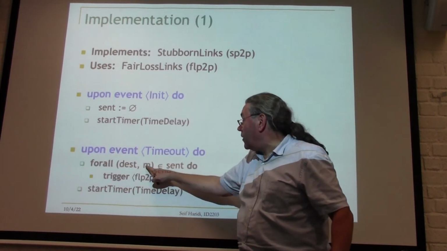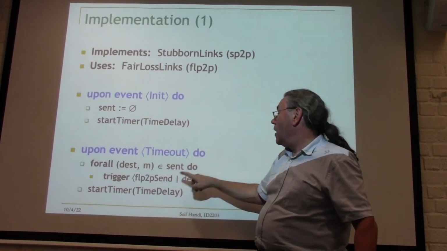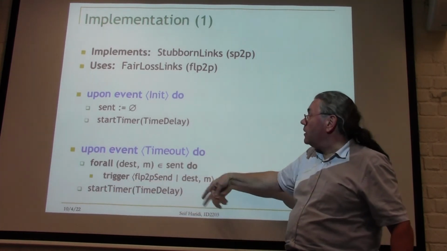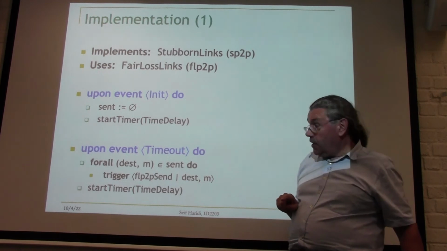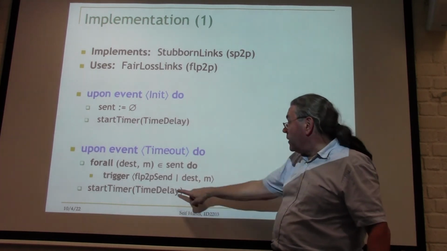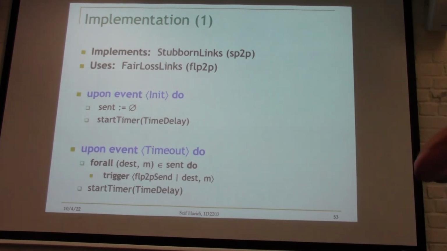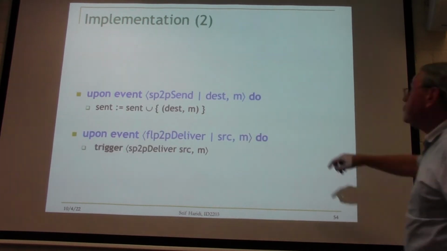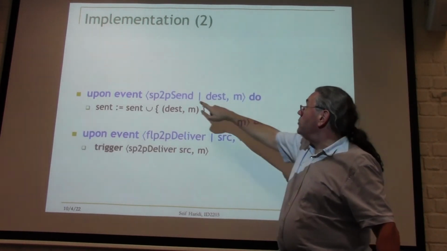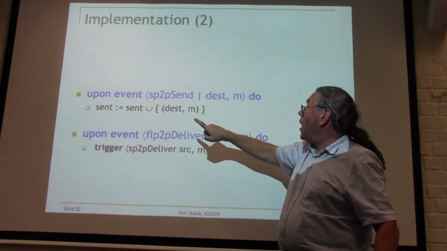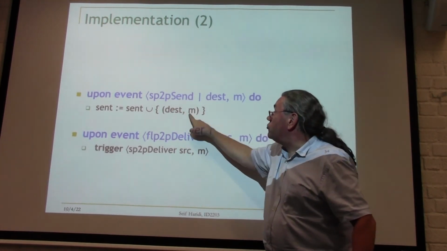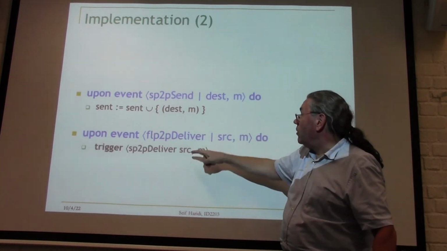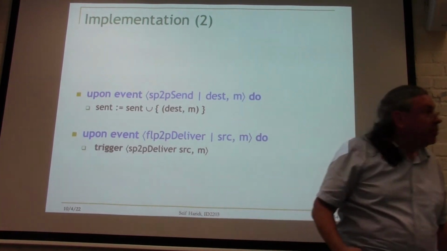For all destination and M elements of the sent set, I do a send, a trigger. So basically I resend all the messages in the sent set. And I start the timer again, so that it does it over and over again. And then on the second page, whenever I do a send, I actually just add the message to the sent set. And whenever I do a deliver, I just pass it up.